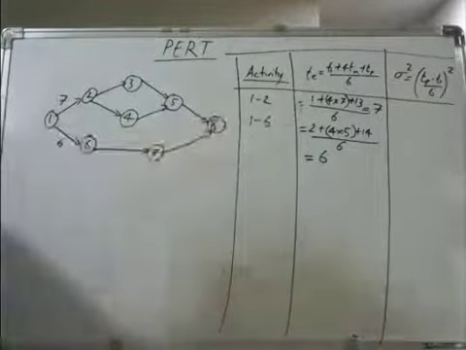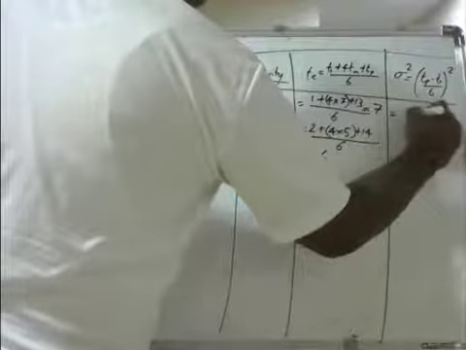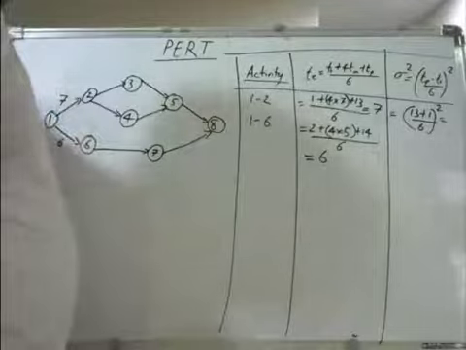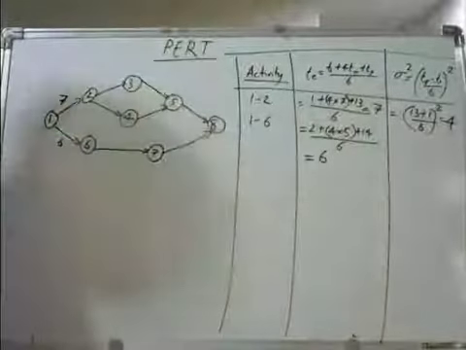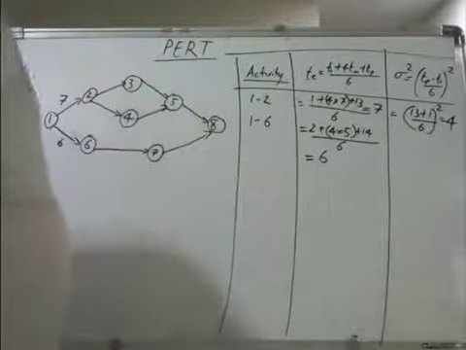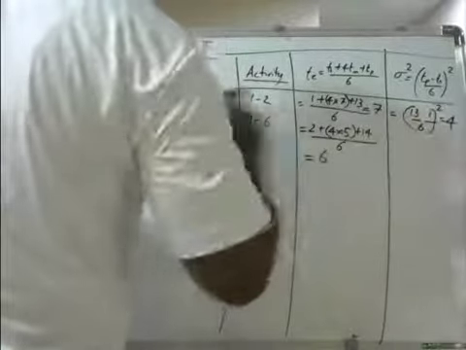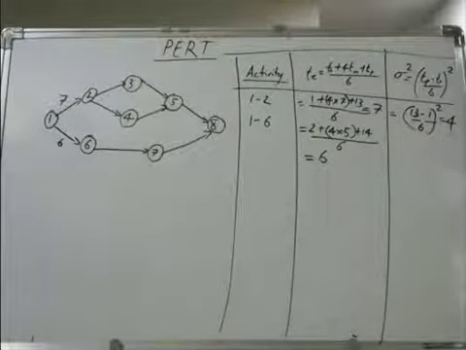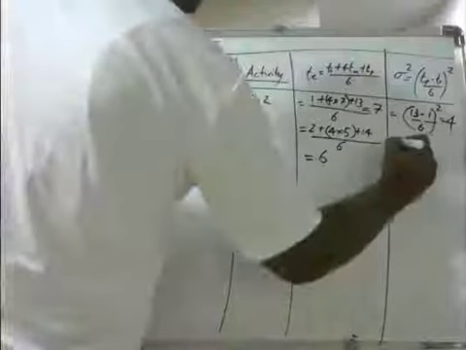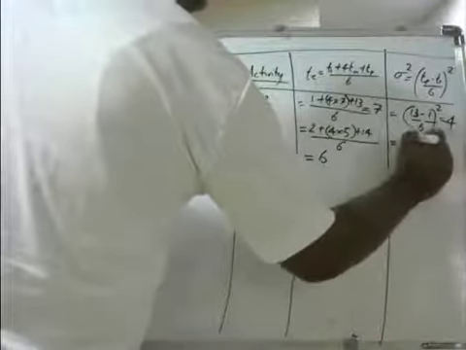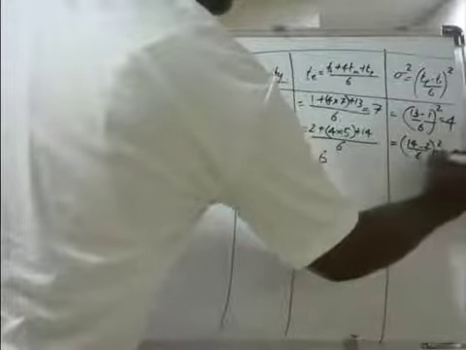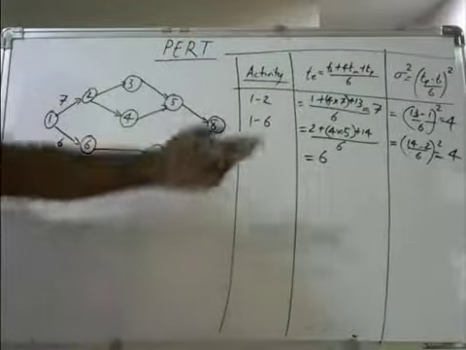Similarly, sigma square you need to find out. Here, for the first one, it is 13 plus 1 divided by 6 whole square. It's better if you have a scientific calculator with you, so that calculation will be easy. That is 4. For the second one, sorry, it is not 13 plus 1, that is 13 minus 1, that is 12 divided by 6, which is 2. 2 square is 4. Similarly here, it is 14 minus 2 divided by 6 whole square. That is equal to 4 again.